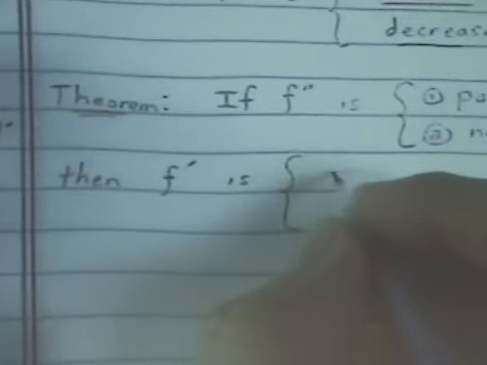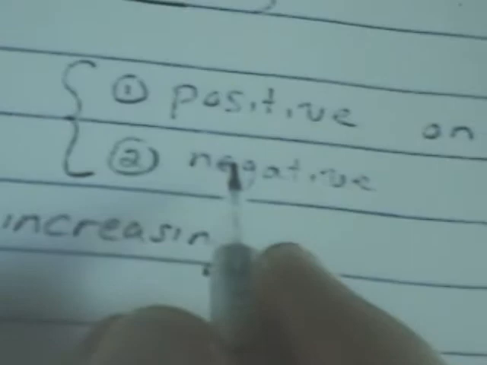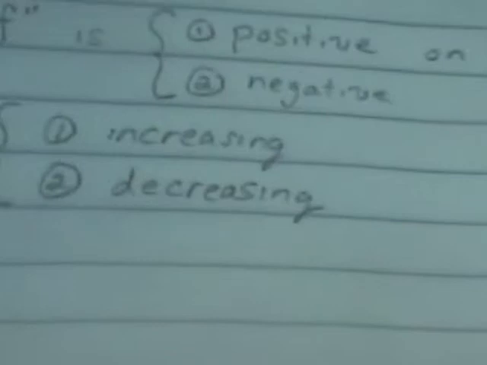But what we have here is not some random function g, it's actually f prime. But the same thing applies. If f prime, if its derivative is positive, then that means that f prime is increasing. And if the derivative of f prime is negative, then that means that f prime is decreasing. So when the derivative is positive, the function is increasing. When the derivative is negative, the function is decreasing. But in this case, the function happens to be f prime.